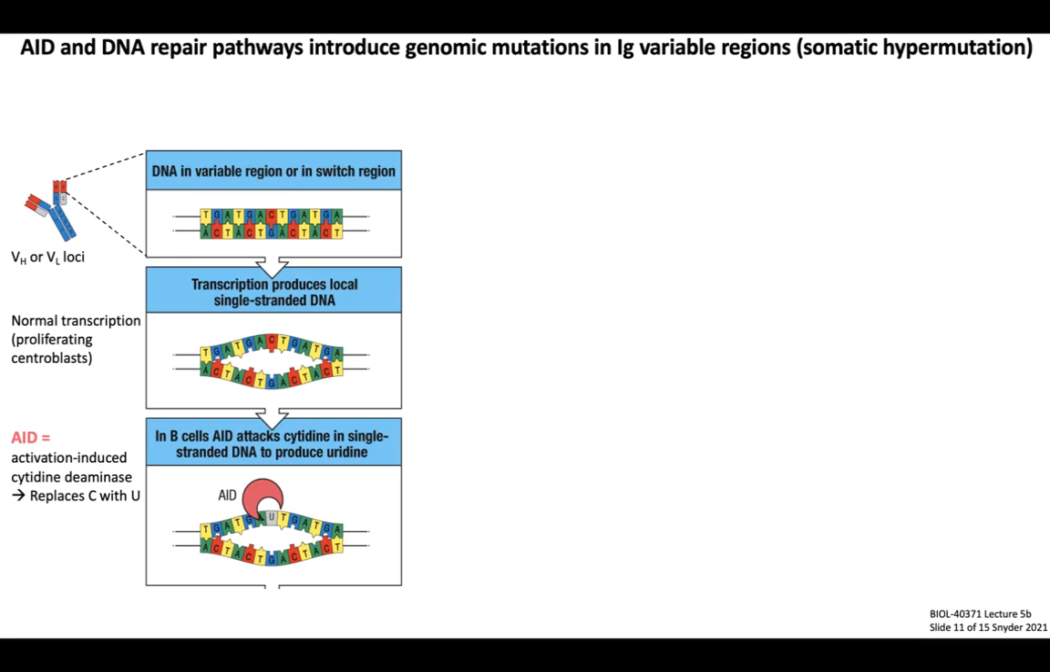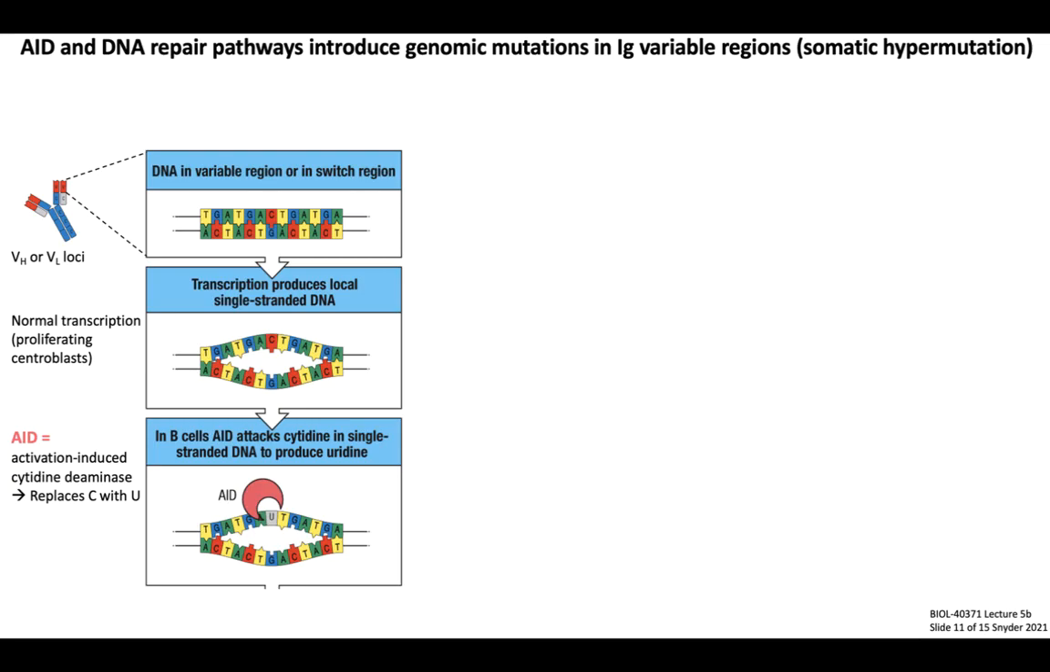Let's next learn about the molecular mechanisms underlying the first process of antibody optimization, which is somatic hypermutation. This occurs in the DNA loci encoding the variable region of the immunoglobulin molecule at both V heavy and V light chains. Somatic hypermutation takes place in rapidly proliferating centroblasts found in the dark zone of the germinal center.